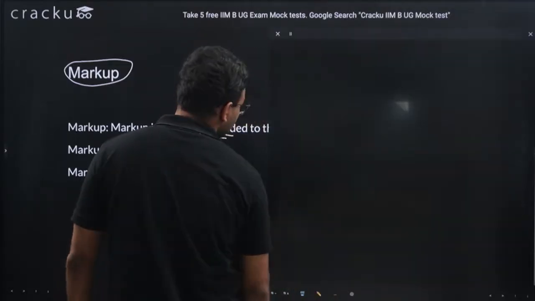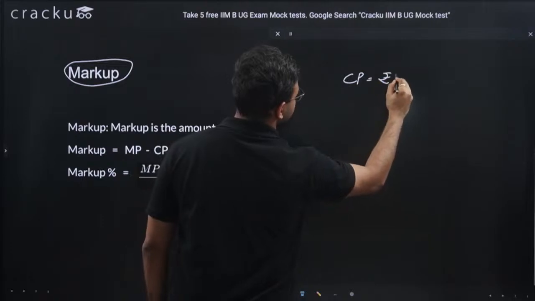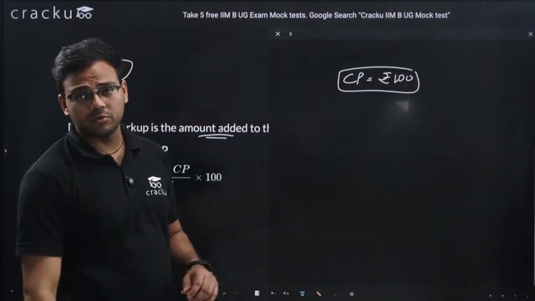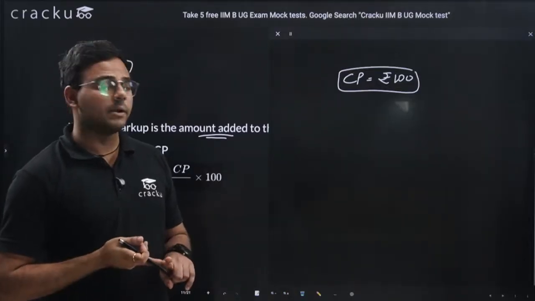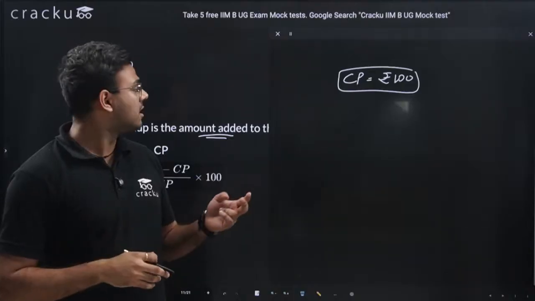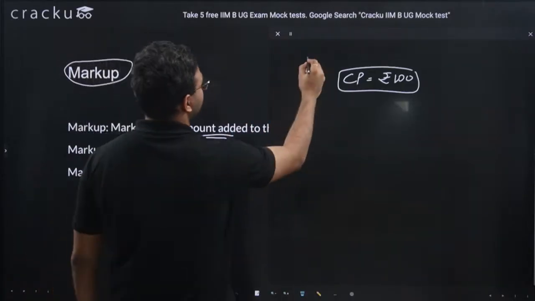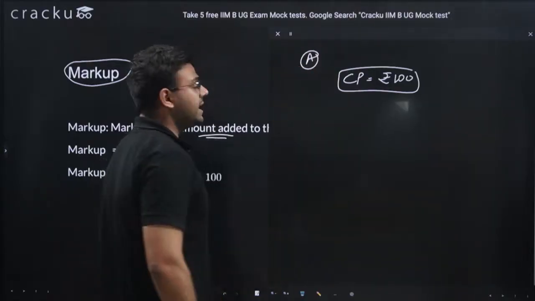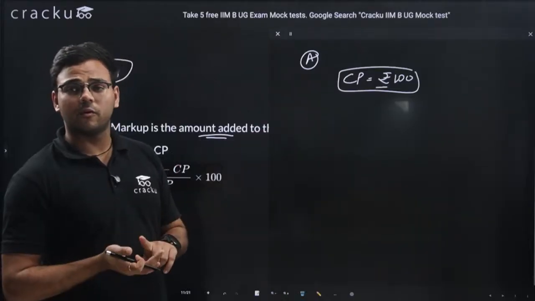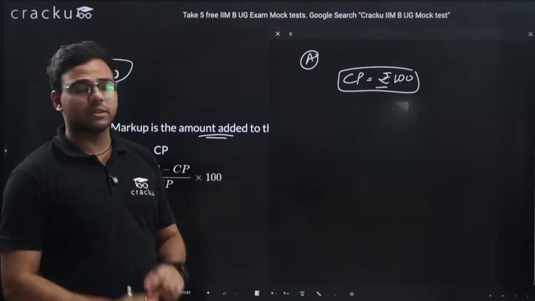Let's say initially the cost price of the item was rupees 100. What this price includes is basically the price of raw material as well as the price incurred while creating that product. Let's say there's some item A. To create that item A, the cost price was rupees 100. That is the amount of all the raw materials, the machinery, the processes to make it.